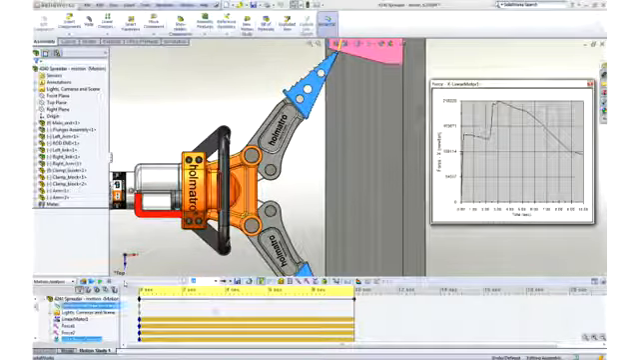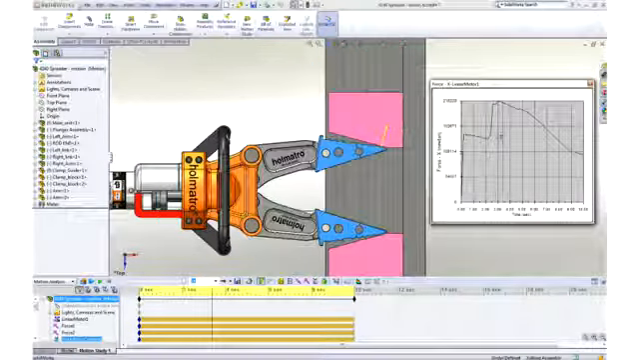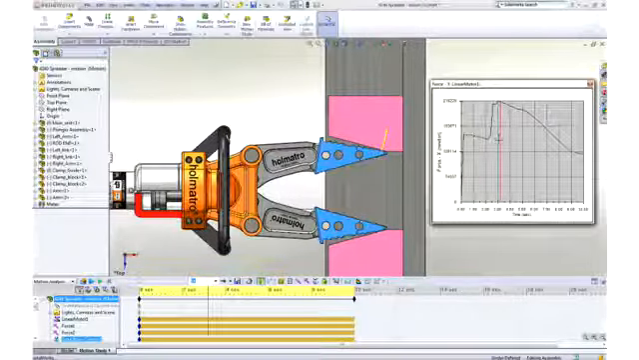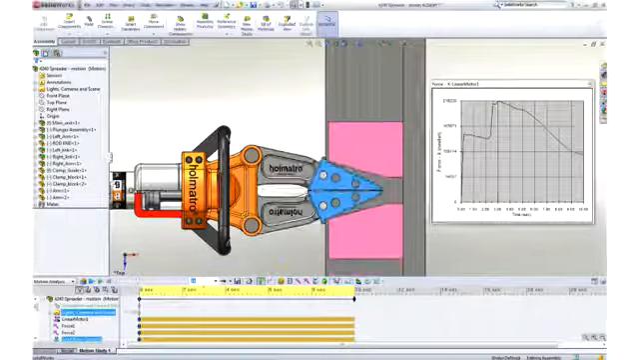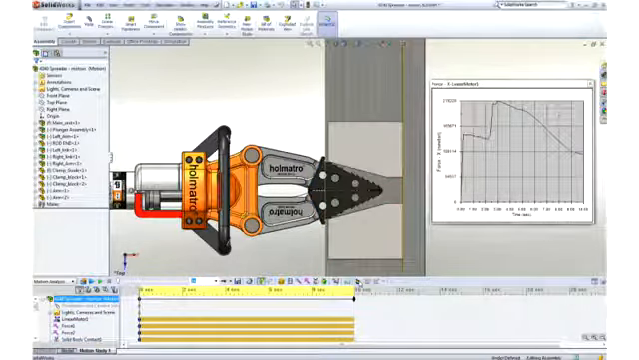We can look at a wealth of engineering data such as the bearing loads on the pins, how quickly parts are traveling, and so on. With the built-in plotting tool, we can quickly show the required piston force with respect to the open position.